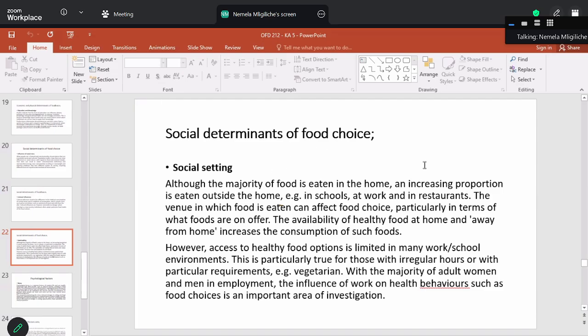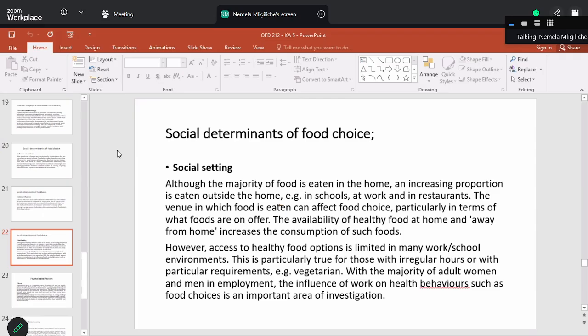Social setting is the place where the food is eaten. Normally, the majority of people eat food at home. Although students can eat at school, and others can eat at their working places. And nowadays we tend to eat away from home, in restaurants and other places of our choice.